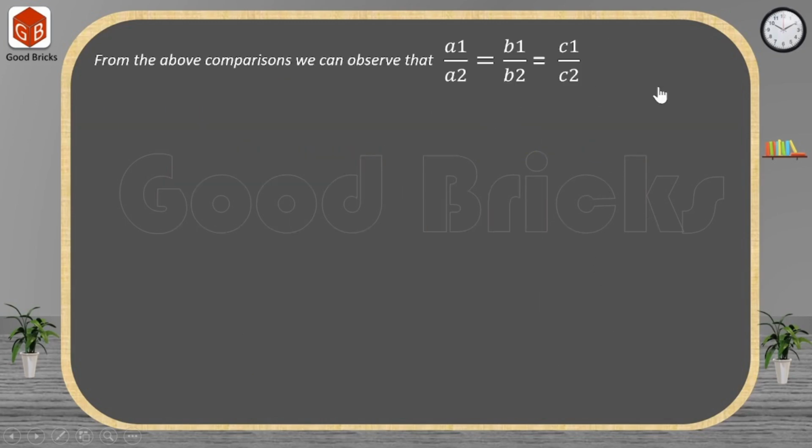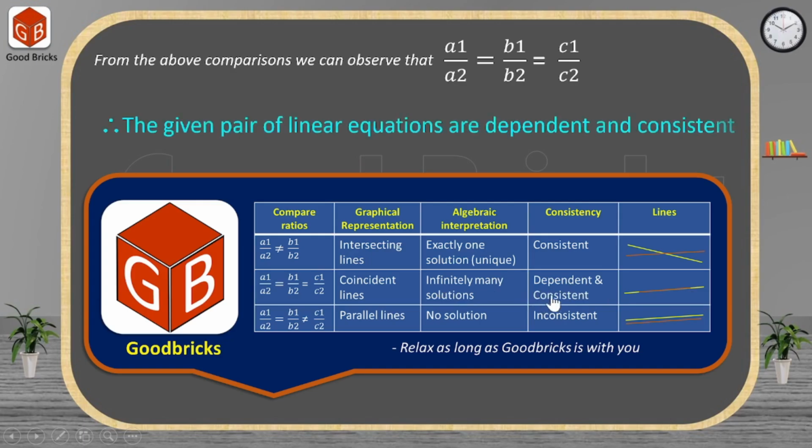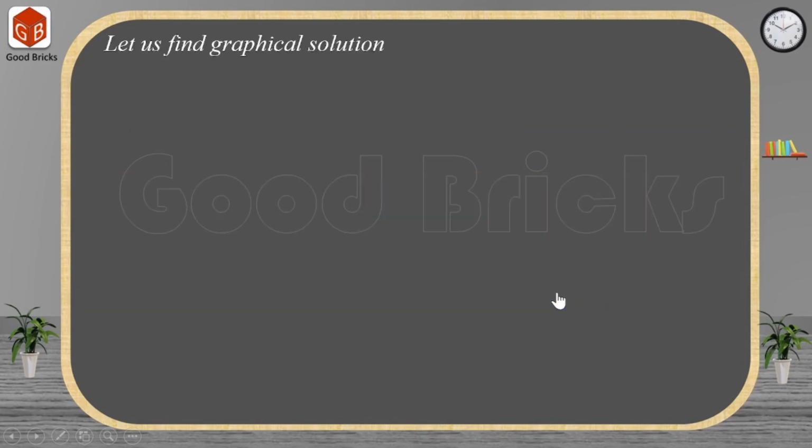So when these three ratios are equal, then what about the solution? They are coincident lines, meaning the given lines are coincident. You can see here, they will have infinitely many solutions, and they are dependent and consistent. That is what we have written. But in the question they asked, if they are consistent, please find the solution using the graphical method.